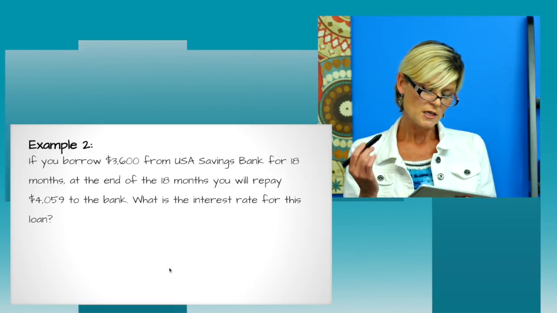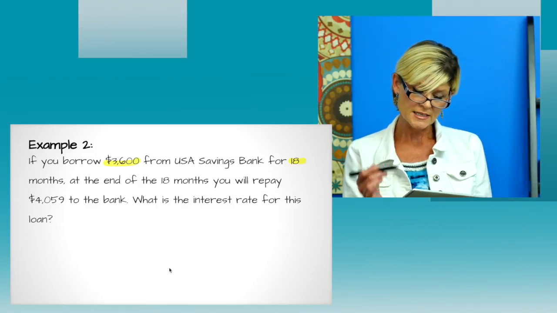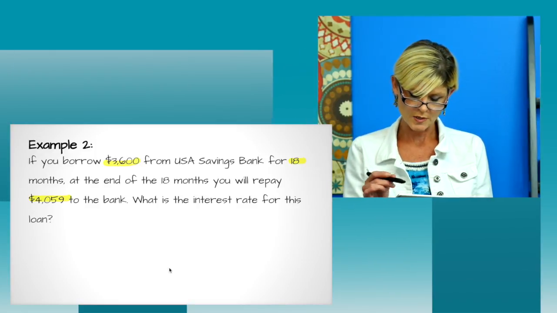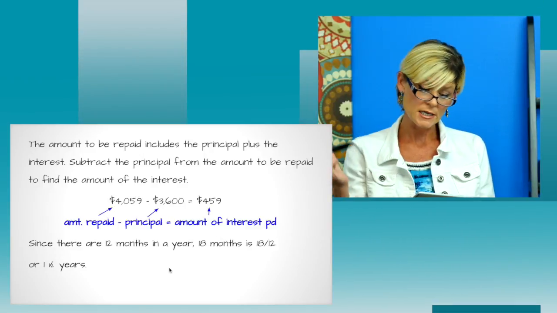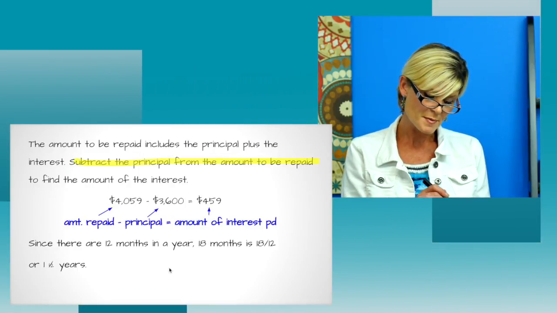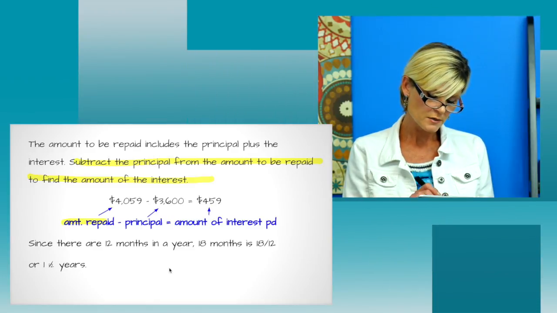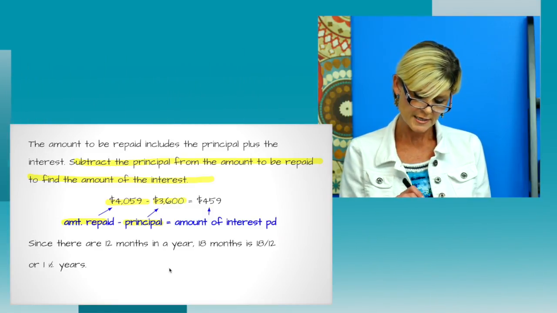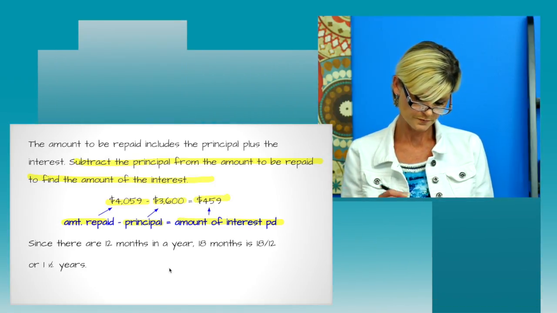Let's look at another example. If you borrow $3,600 from USA Savings Bank for 18 months, at the end of 18 months, you will repay $4,059 to the bank. What is the interest rate for this loan? So the amount to be repaid includes the principal plus the interest. So what we need to do is subtract the principal from the amount to be repaid to find the amount of the interest. So the amount repaid was $4,059, the principal was $3,600, and the amount of interest paid, once we subtract the two, will be $459.